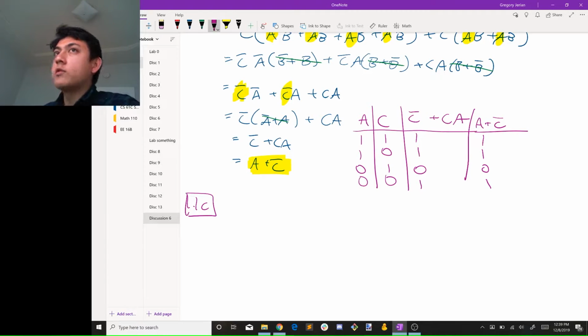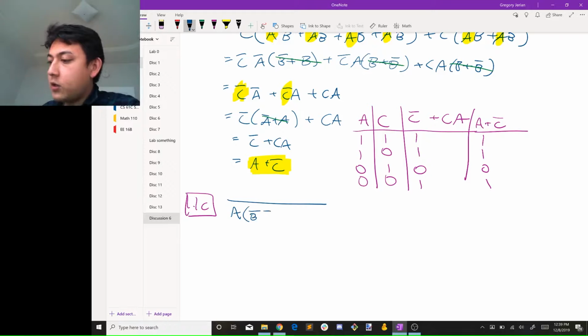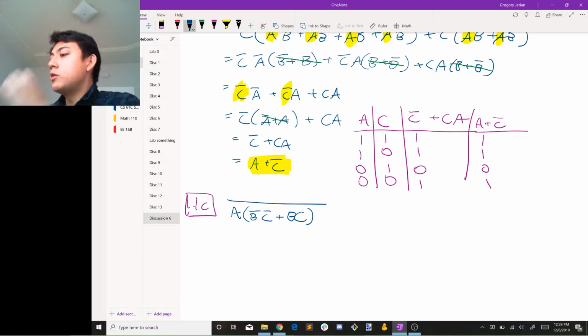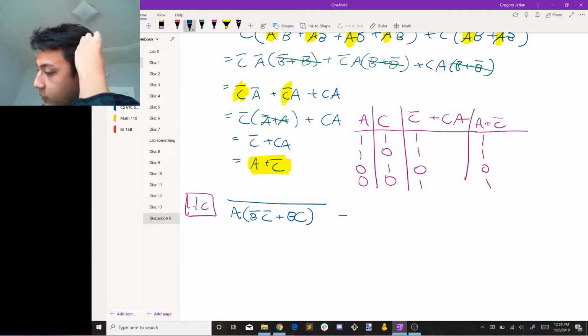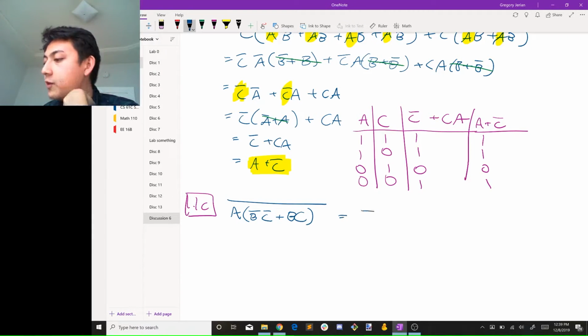Okay, here's 1.1c. So 1.1c says that we start off with this expression, not A and not B and not C, or B and C, right? Like that. And the first thing we can do is use De Morgan's on this. Just like we were showing above, we use De Morgan's, so we get not A, or, and then not the other thing, right? So this is not B, not C, or BC.